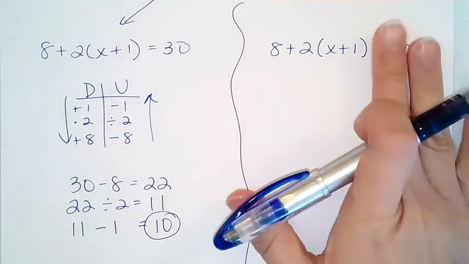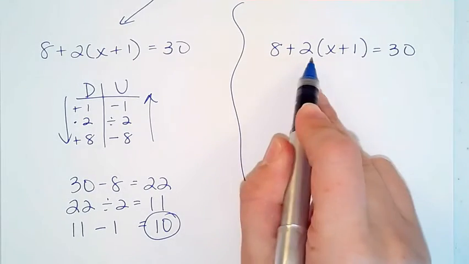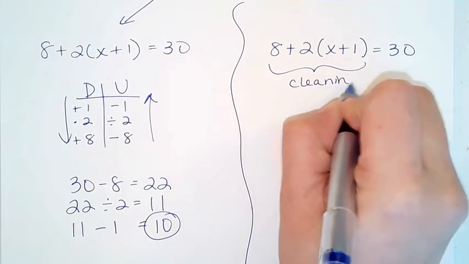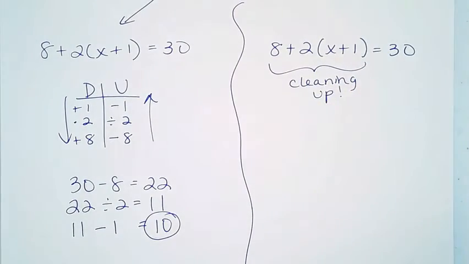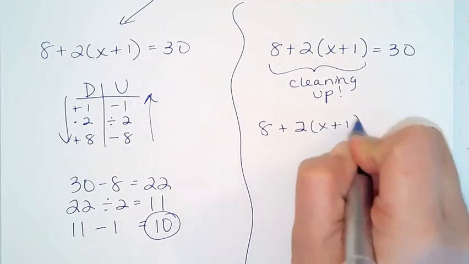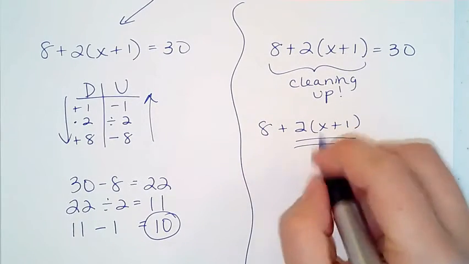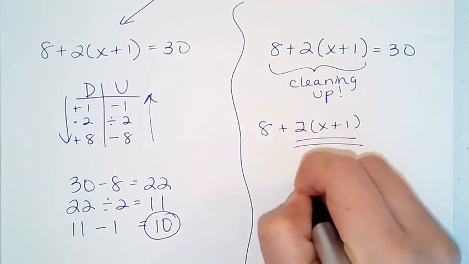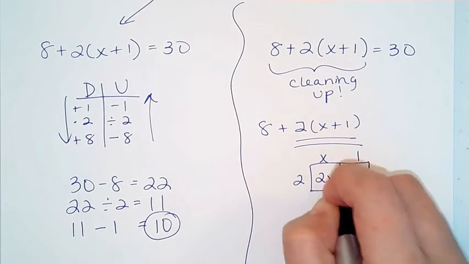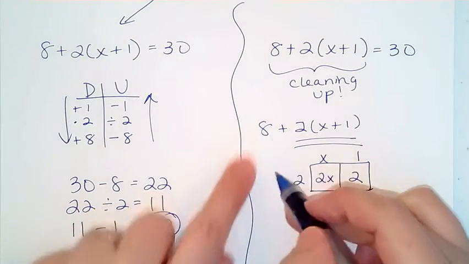and what I'm going to do is I'm going to ignore the equals 30, and I'm just going to do distributive property and combine like terms first. So what I'm going to focus on is cleaning this up, okay? So if I look at 8 plus 2 times x plus 1, I notice this can be distributed. So if I think about my box, I have 2x and 1. 2 times x is 2x. 2 times 1 is 2. But I've still got this 8 down here.